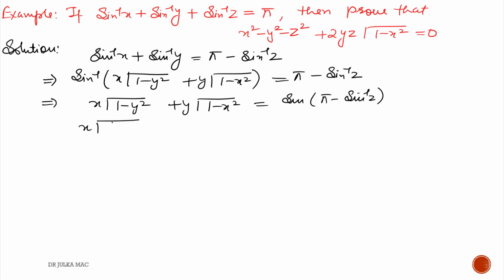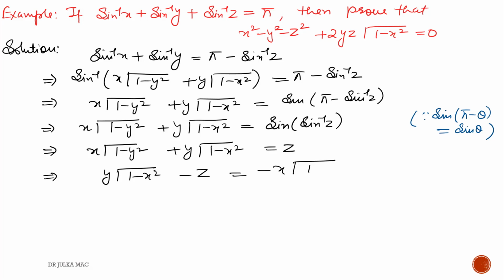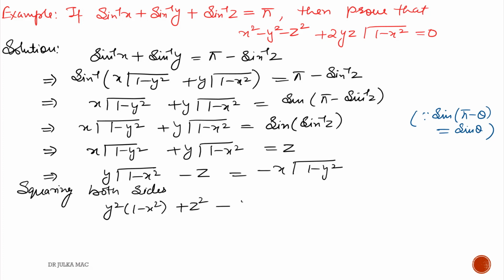Sin of (180 minus theta) is sin theta. So sin of (pi minus sin inverse z) equals sin of sin inverse z, which equals z. And y into the root of 1 minus x square minus z equals minus x into the root of 1 minus y square. Now squaring both sides, we get y square into (1 minus x square) plus z square minus twice yz into the root of 1 minus x square, which equals x square into (1 minus y square).